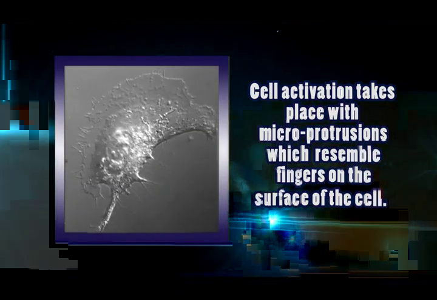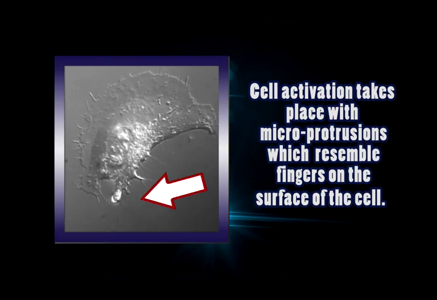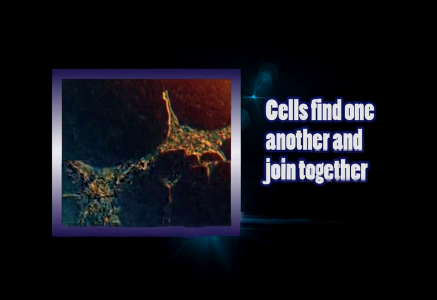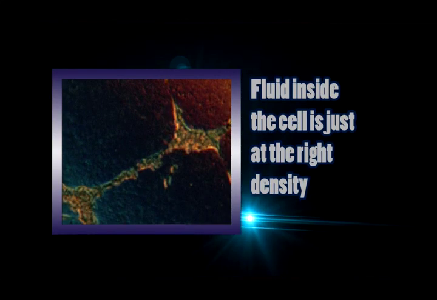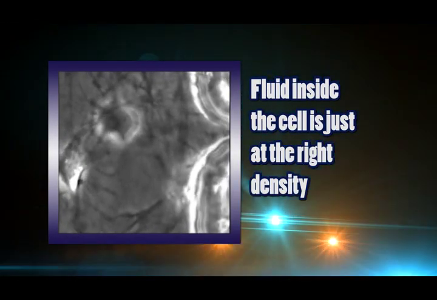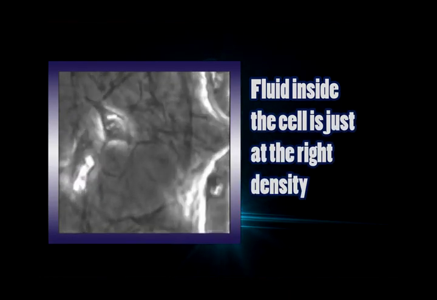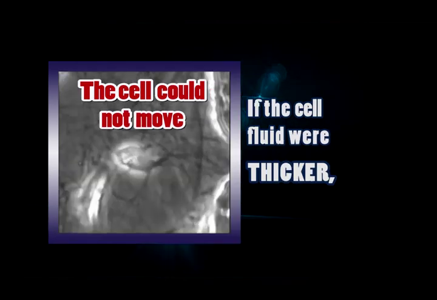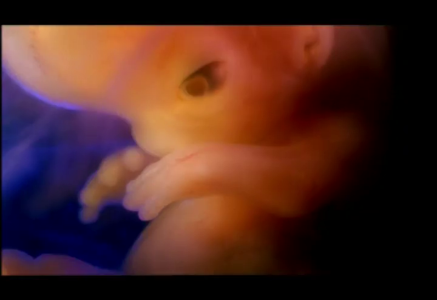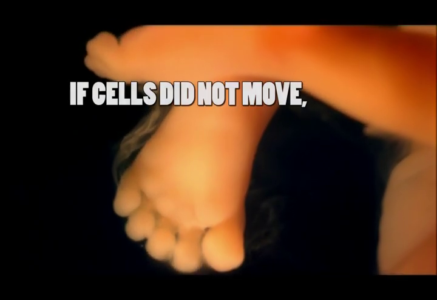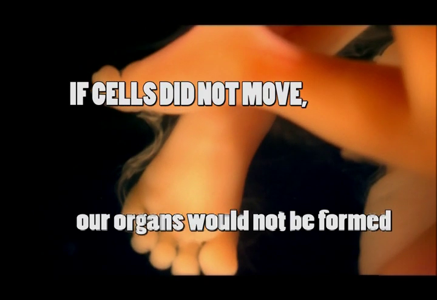Cell activation takes place with protrusions which resemble fingers on the surface of the cell. By means of these protrusions, a bone cell moves among millions of cells and finds other bone cells to adhere to. For a cell to move among millions of cells, the fluid inside the cell has to be of just the right thickness. If the fluid were a little bit thicker, the cell could not bear the resistance, or could not move. That would make it impossible for cells to produce first a tissue and later an organ. If cells do not move, our organs would not be formed.